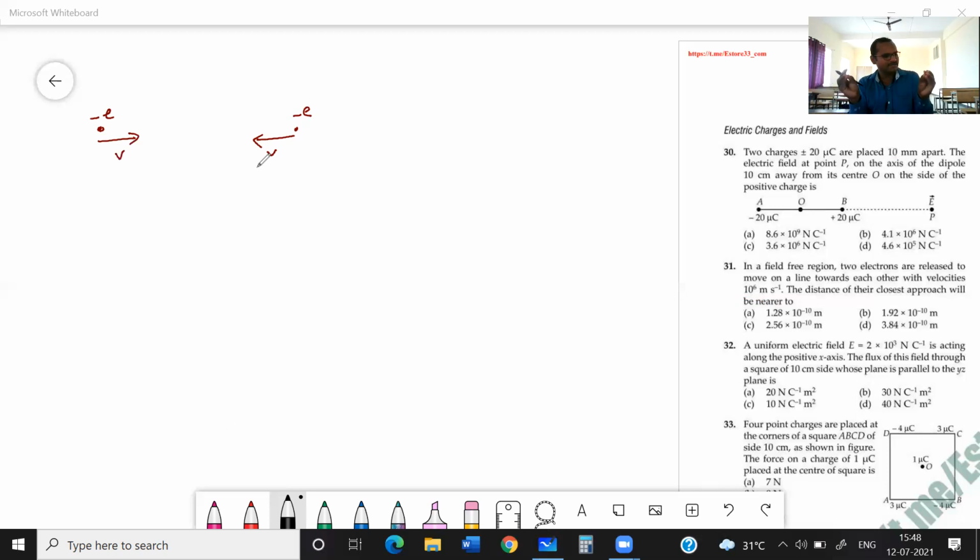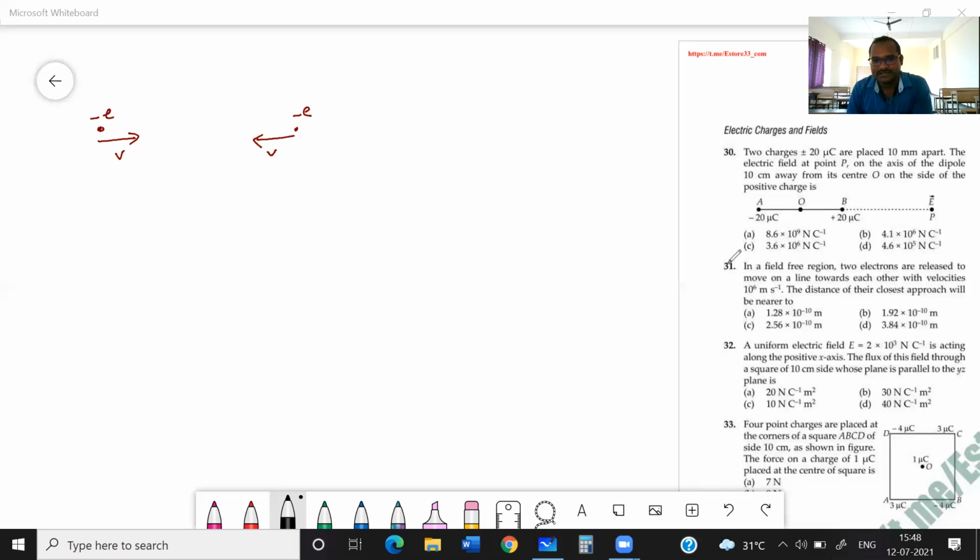See, as they are coming closer, the distance between the electrons is decreasing. When the distance between the electrons decreases, what will happen? Electrostatic repulsion force will increase. So at one particular distance, the force between these electrons will balance so that the electrons do not move towards each other. Clear, students? So in such a case, what will happen? The kinetic energy of the electrons will be converted into electrostatic potential energy. They will stay there.